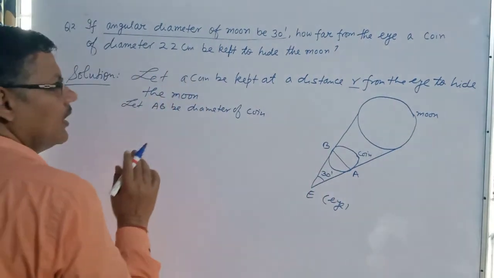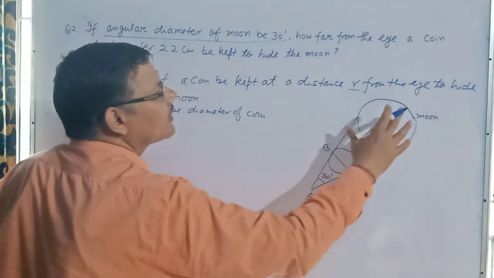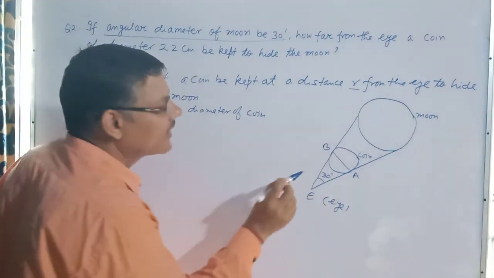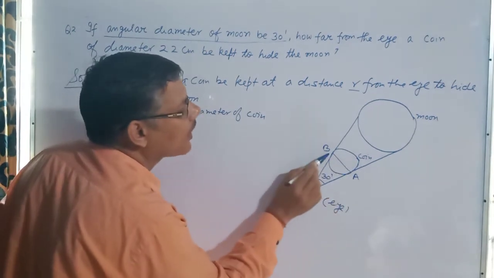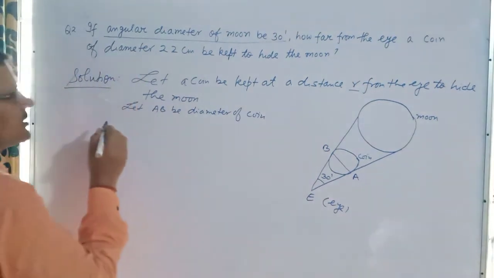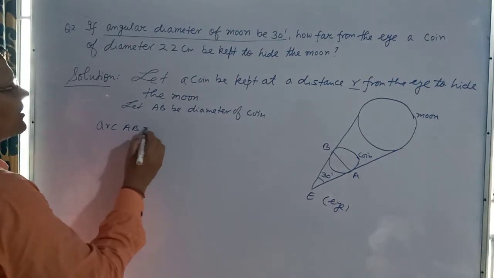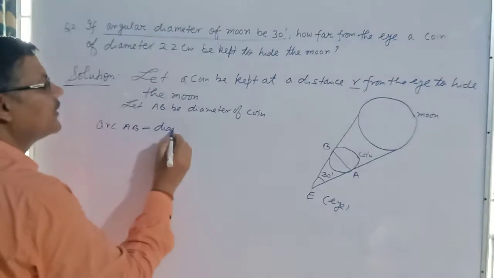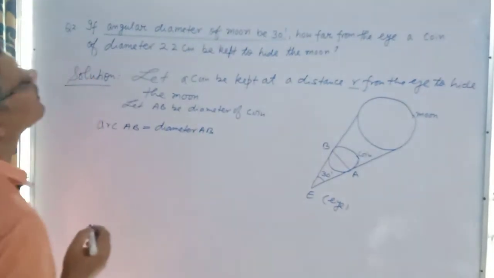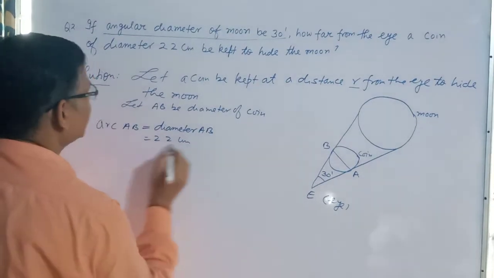Now the main concept we are required to use here is that, in comparison to the radius of the moon, the radius of the coin is very small. So in place of the length of arc AB, we may use the diameter AB. So we write arc AB is equal to diameter AB, and diameter AB is given, it is equal to 2.2 centimeter.